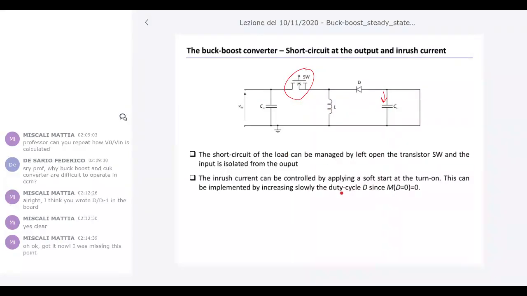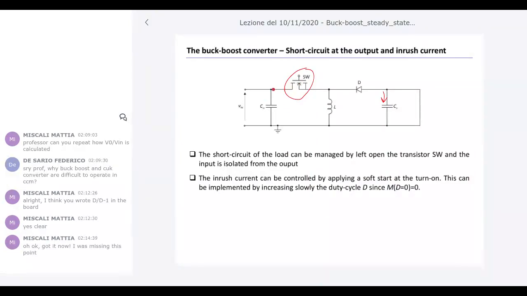What can you do to manage this kind of problem? You can increase the duty cycle slowly from 0 to the steady-state value of the duty cycle, okay, in order to have a flow of charge which is not instantaneous but is done over a certain period of time. So you can enlarge the time base over which the same quantity of charge is provided to the load. So this reduces the current that you can have. Okay, the same happens in the buck. So the switch in that position is very useful.